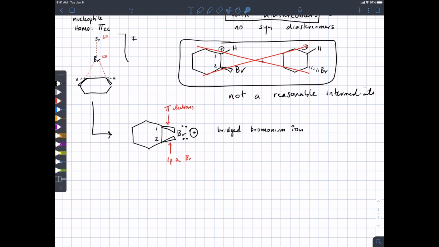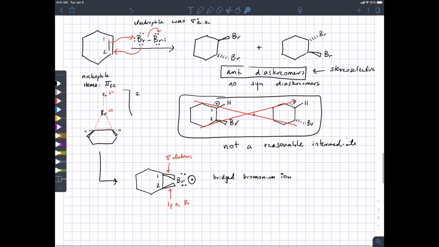Could you predict that this process would happen without experimental data? Could we predict that this process would happen without experimental data?